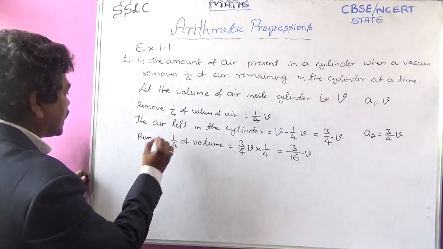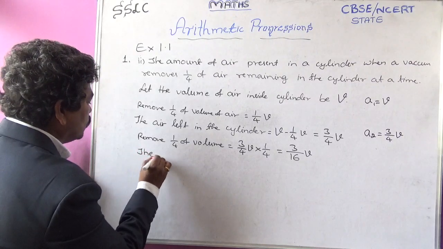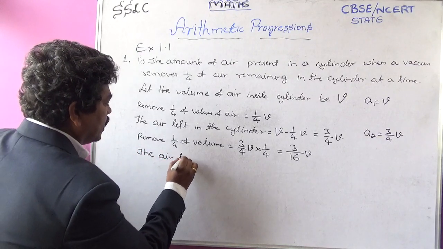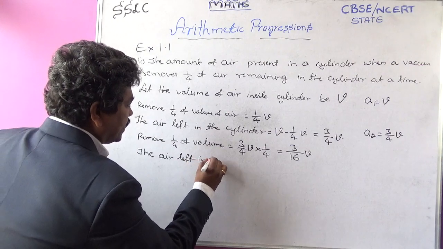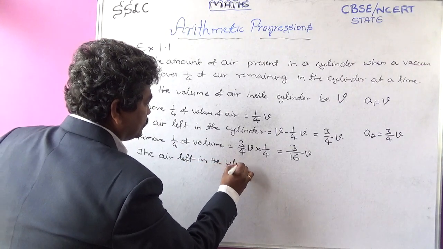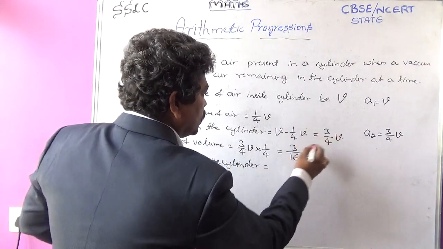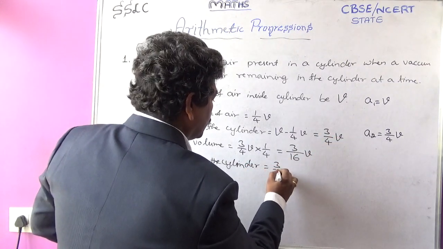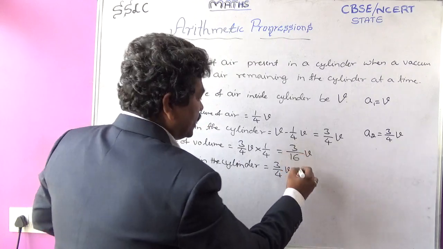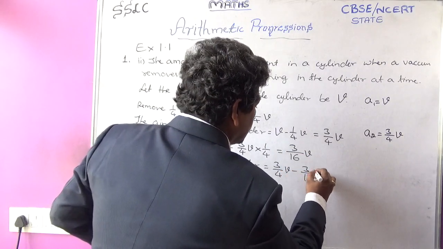So the second term, now the air left in the cylinder is equal to, so the second term is this one, 3/4 of V minus 3 divided by 16th of V.